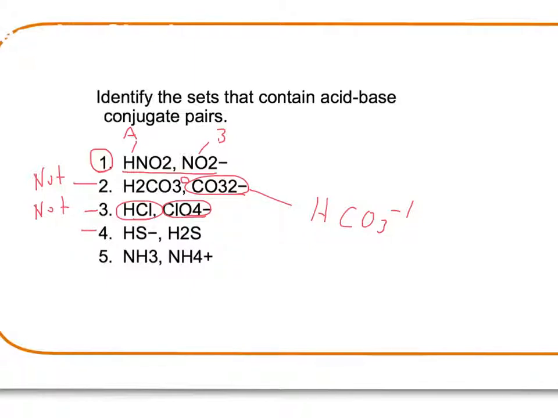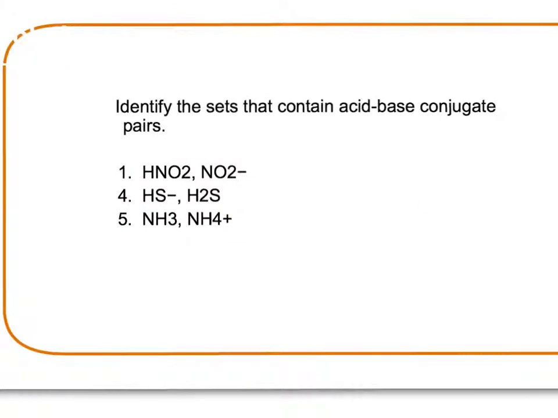This one right here is a conjugate acid-base pair. Our acid is the H2S, and our base is the HS-. Number 5 is also an acid-base conjugate pair. This is our acid. It has one more hydrogen than our base. Here you have the example answers from the previous slide so that you can review over these.